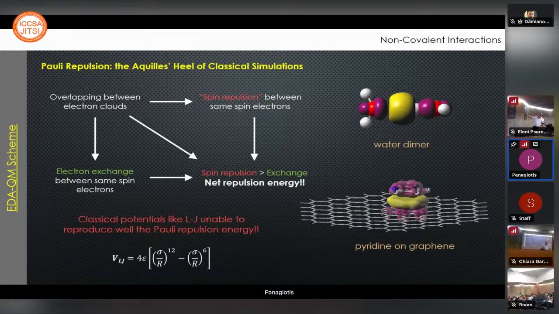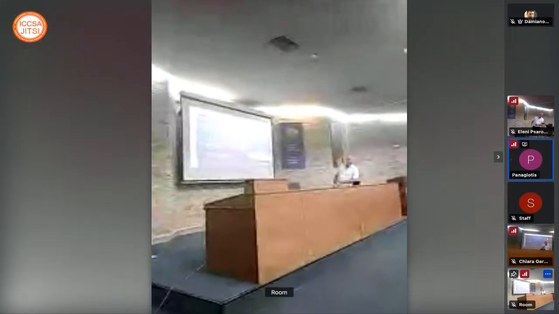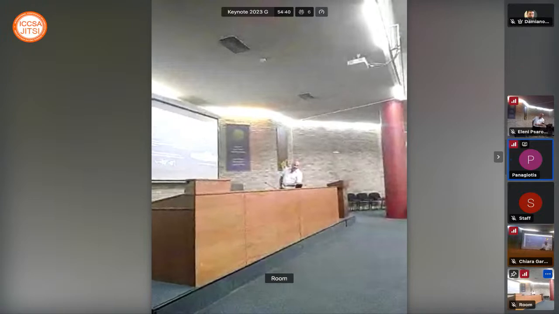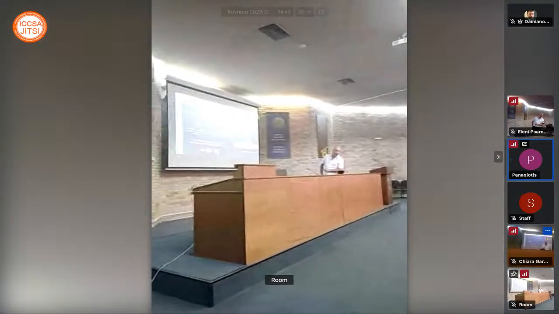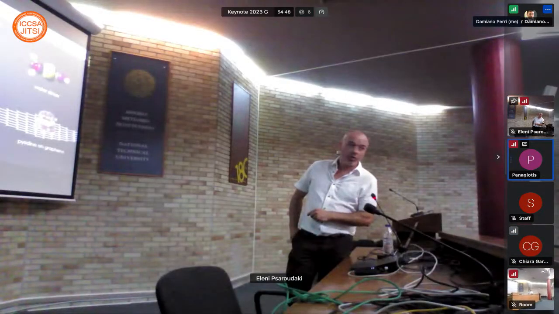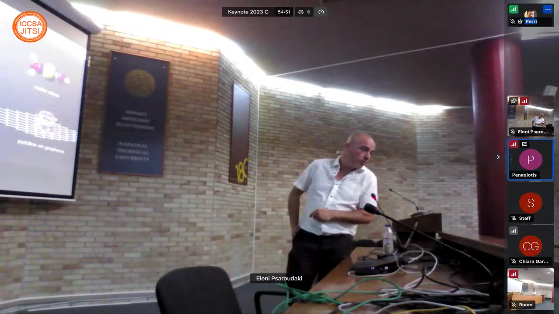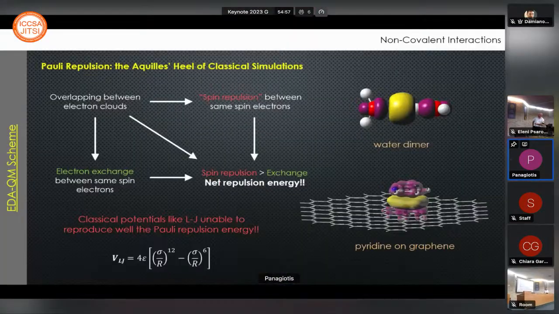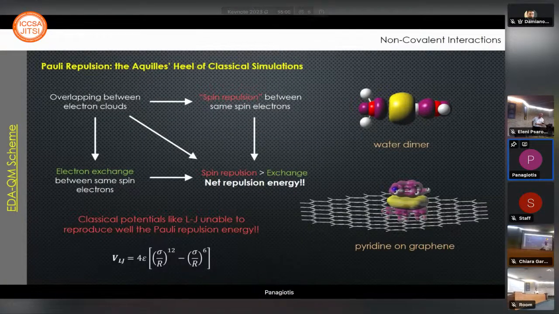This effect is illustrated here on the right side of this slide by the Pauli density, obtained with our method. So we can see here that the negative density is represented by a yellow color, and the positive density is represented by a magenta color. This is for a dimer of two water molecules interacting, and this is a pyridine molecule absorbed on a graphene surface. Okay, we can see that there is always a deflection of electrons in the center and accumulation of electrons in the molecules, because of this, trying to avoid the overlapping. Okay.